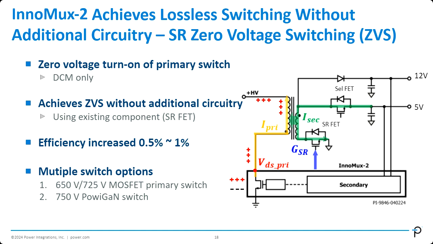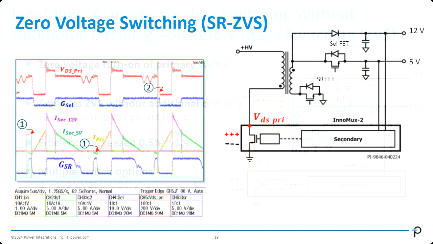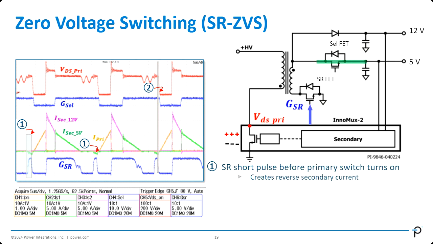So how does it exactly work? Let's have a look step by step. In order to achieve zero voltage switching on the primary side of the switch, what we need to do is to discharge the voltage or the energy across the switch before turning on the switch. So what we need to do is to turn on the SR before turning on the primary switch, for a very small period of time.